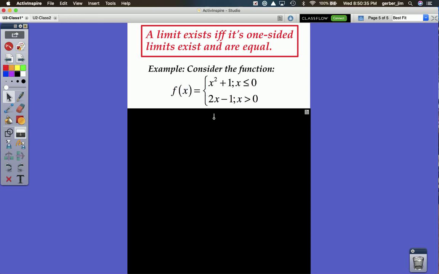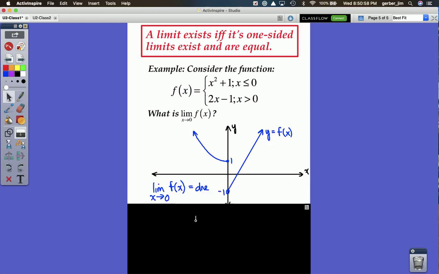Imagine this function. Well, this is a piecewise defined function. You've seen these before. To the left of 0, the function is x squared plus 1, which of course is our ordinary parabola shifted up 1 unit. And to the right of 0, my function is 2x minus 1, which is linear with a slope of 2 and a y-intercept of negative 1. So if I graph this, it's going to look like that.